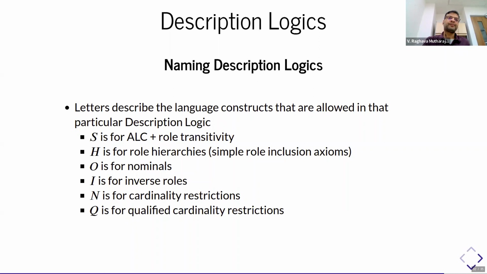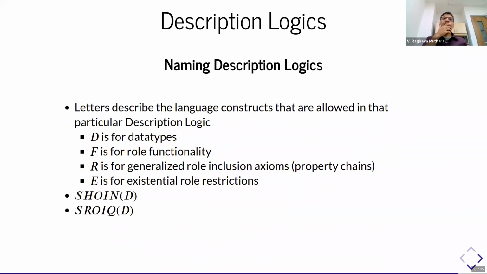There are more, right? So you also have D for data types, F is for role functionality, and R is for the generalized role inclusion axioms, which is property chains. E is for the existentials. Okay, so those are the letters and their corresponding constructs.